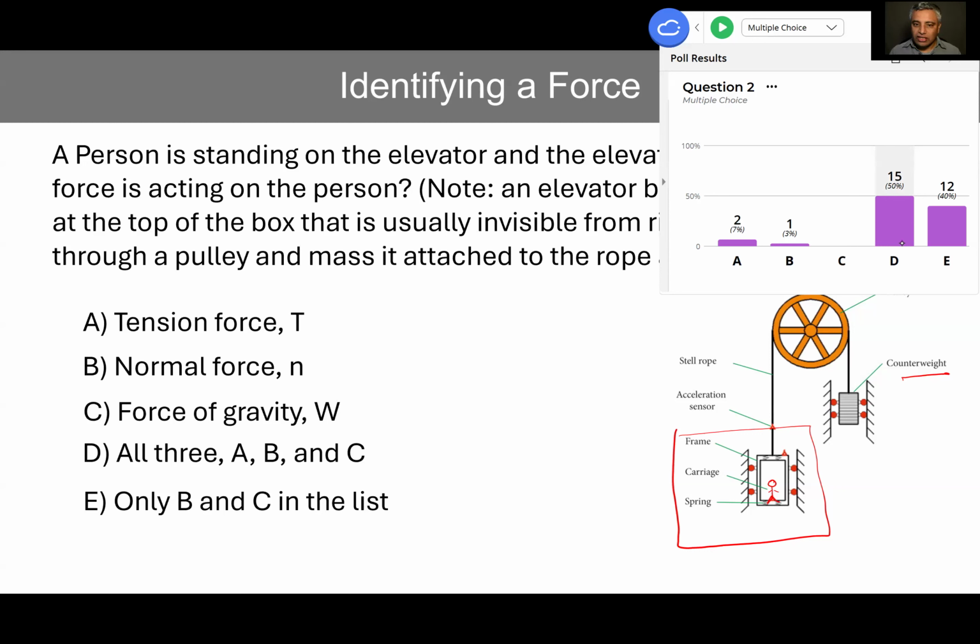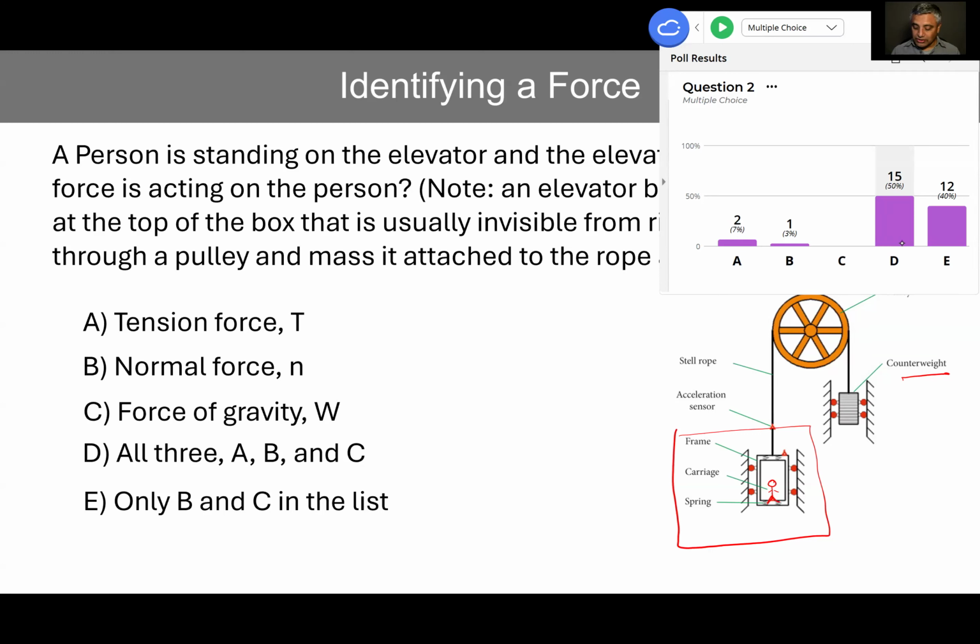So rope is not touching the person. So that means tension force is not acting on the person. Tension force is acting on that elevator box because rope is attached to that box. So tension force is acting on the elevator box, not on the person. Just like the getter wasn't pulling the cart, similarly, here rope is not pulling the person. Rope is pulling the box, and it's the normal force that's pushing the person up, and because of that, person goes up. Okay, so that's how we need to think.